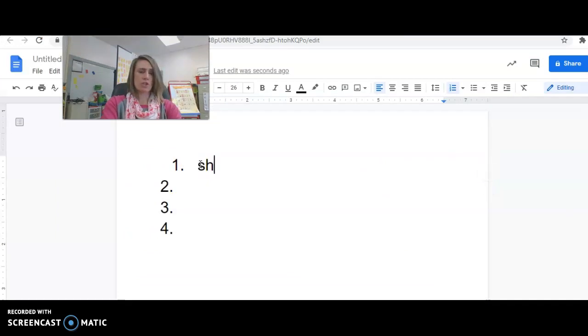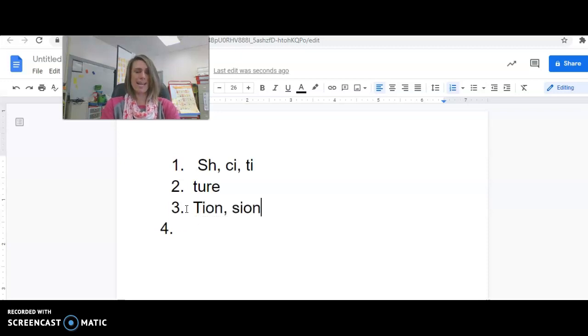Number 1 was shh. Those are the 3 ways to do shh. Number 2 was chur, like picture, T-U-R-E. Number 3 was shun. There's 2 ways, T-I-O-N and S-I-O-N. And number 4 was chew, like spatula. Okay, fix up anything that you might need to fix.